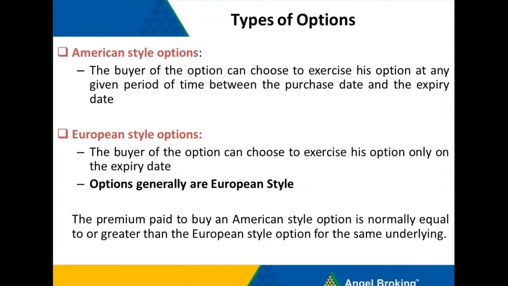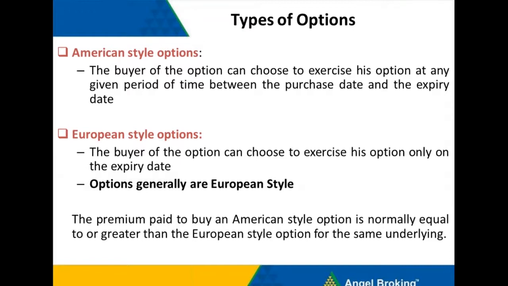So the premium paid to buy an American style option is normally equal to or greater than the European style option for the same underlying, because in the American style option you can exercise your option at any given period of time between the purchase date and the expiry date, whereas in the European style option you can exercise your option only on the expiry date.